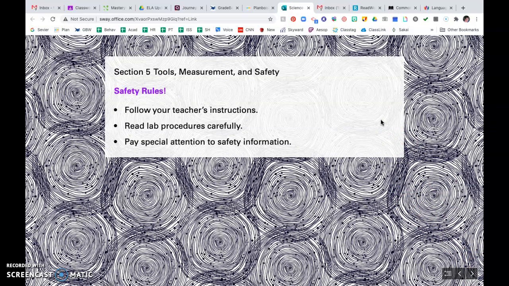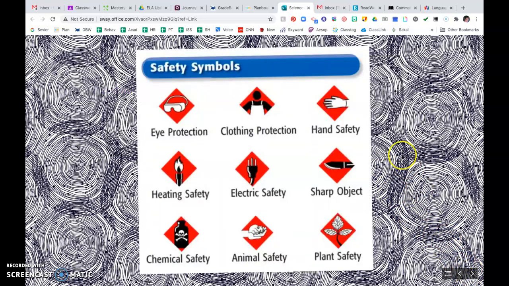Now obviously we're not going to be in a lab this year because we're virtual. But when you get in a lab setting, you need to know some safety rules. So number 1, listen to your teacher. Follow those instructions. Your teacher's giving you those instructions to keep you safe. You should read the lab procedures carefully and do each step by step by step. Don't put step 3 before step 1. And pay special attention to any safety information that's either posted or that your teacher gives you.